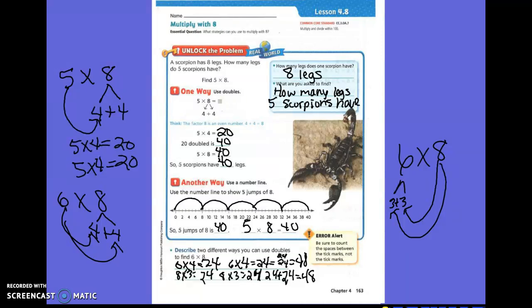Next page. Are y'all ready? Yes. Okay, I'll pause. All right, next page.